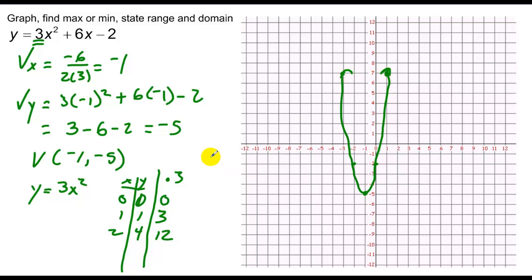Once again, the min, use my y coordinate of negative 5. I have a domain of all reals and a range of y is greater than or equal to negative 5.